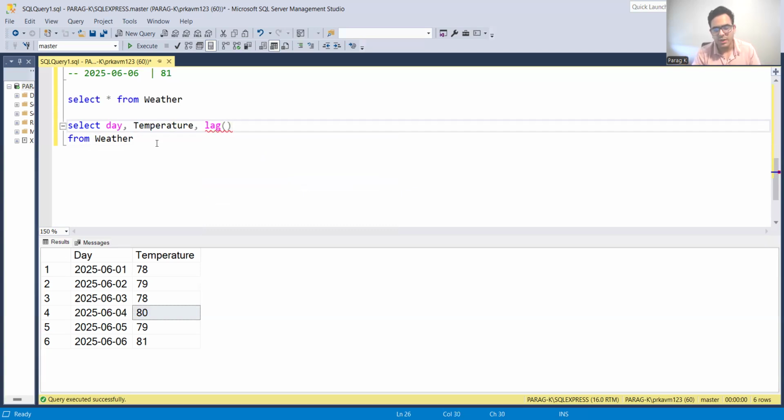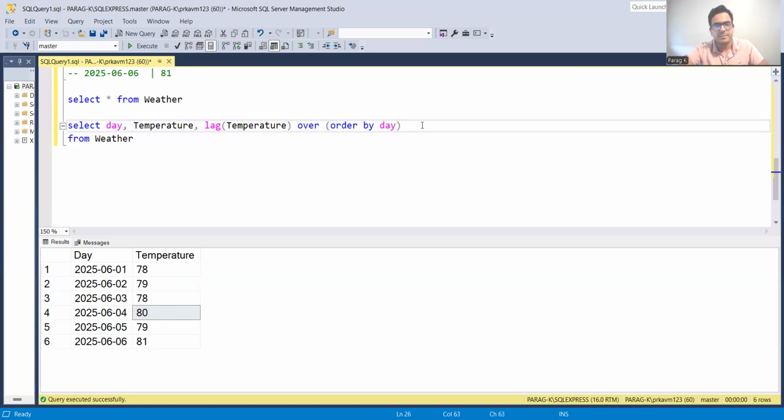Lag, basically what it does is that it finds the value which is previous in that same column. So if I write here lag temperature over order by day, what this particular query does is that it basically says that I want the temperature which is prior to this. Okay, it's like 78. What is above 78? What is above 70? And what is above 78?